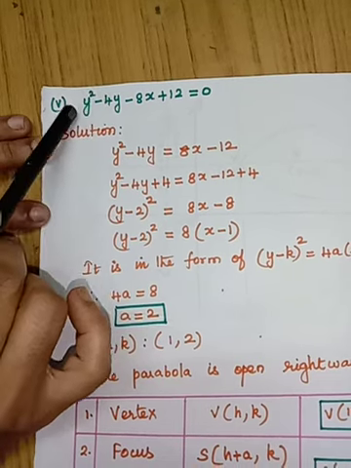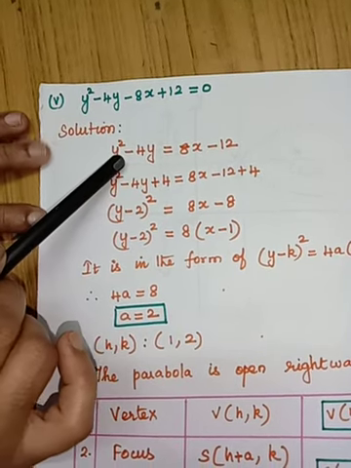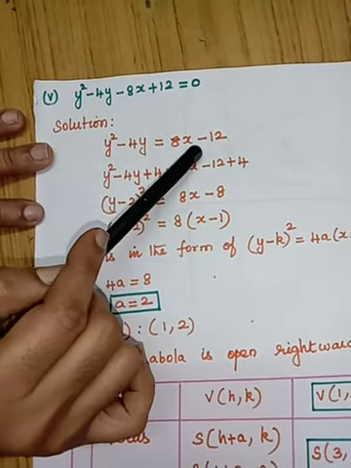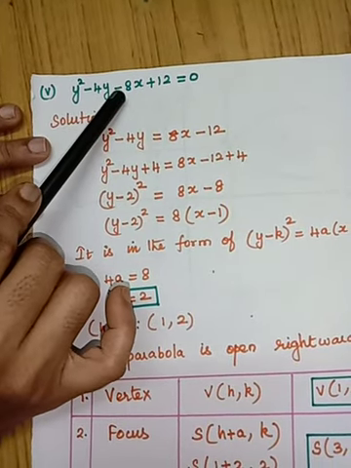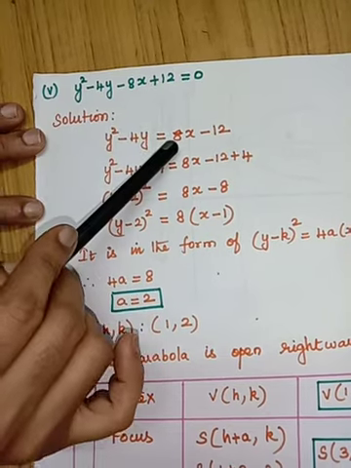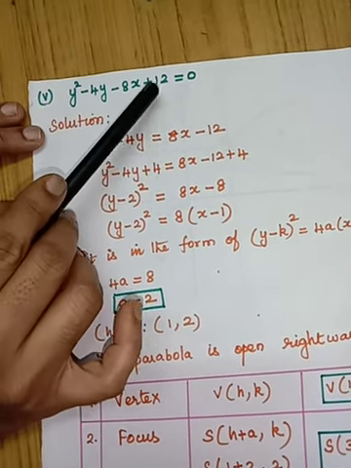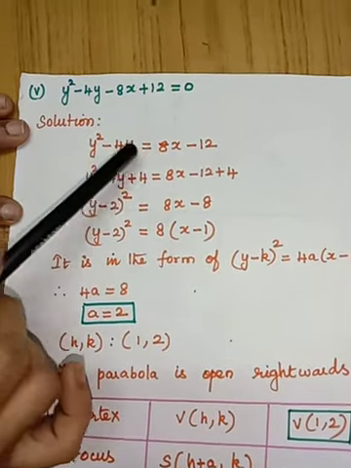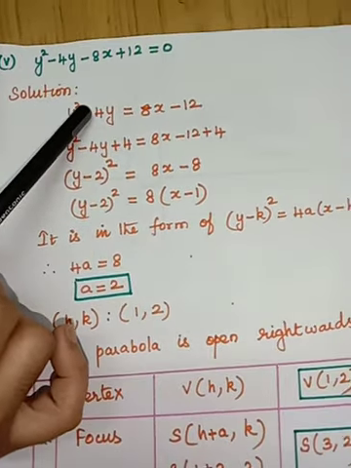So you just have y squared and the y term, you keep it on the left side. The first step, you have to take the remaining to the right side. So here on the left side you are having minus 8x. When you take it to the right side, it will become 8x, and 12 will become minus 12. So here what I said, you have to make it a perfect square.